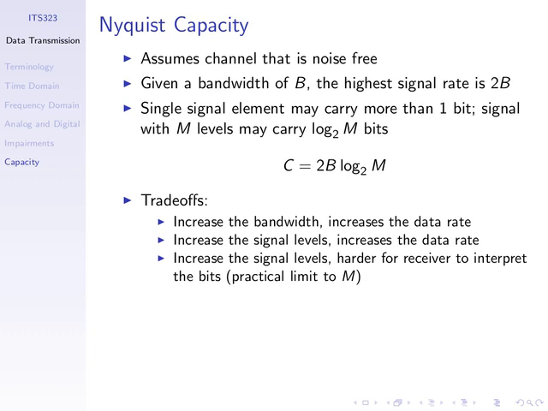So, we said that the higher signal rate is 2 times the bandwidth. But the signal rate doesn't necessarily have to directly map to the data rate. It's a function of this log, the number of levels. The more levels we have, the faster we can send our data. Why? Let's say this signal element takes 1 millisecond. We transmit for 1 millisecond at one level, 1 millisecond at another level. How fast are we sending? We're sending one signal element every 1 millisecond.